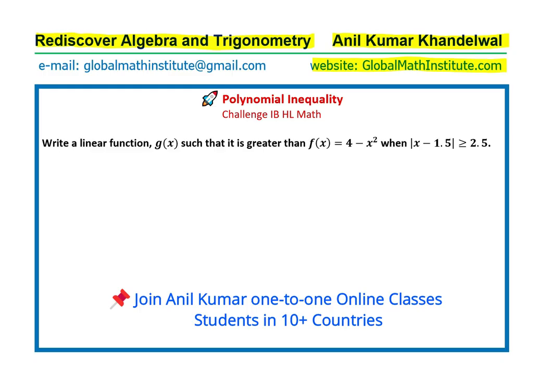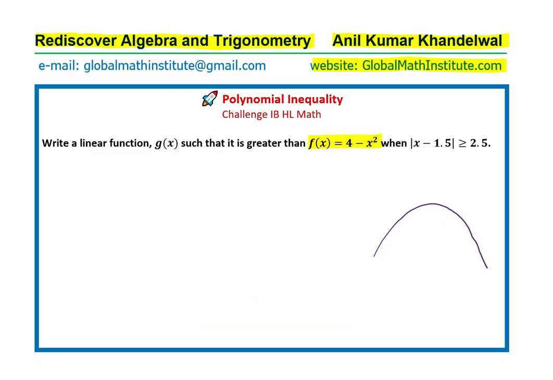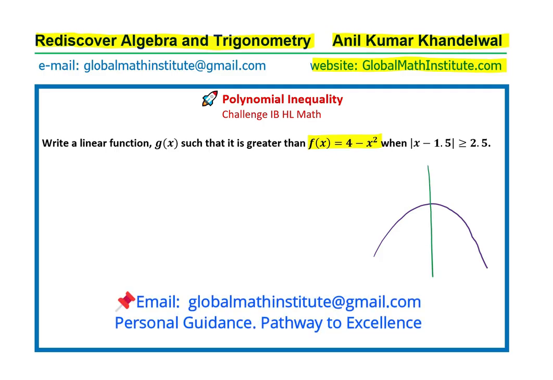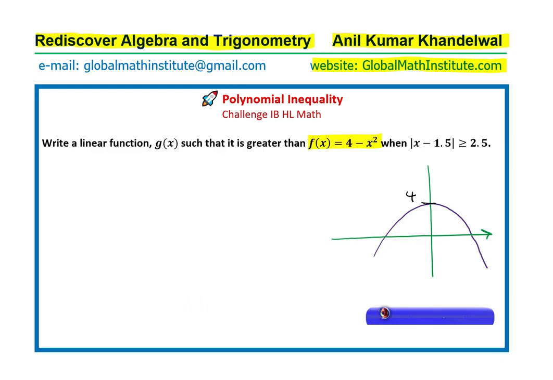First thing is, let's try to visualize the situation. We are given a function which is a parabola opening downwards. So let me just sketch this one. We have this parabola opening downwards, right? Because it is minus x squared plus 4, we know this top portion: if x is 0, we have 4 there. And the x-intercepts are plus minus 2. Correct. So we have this parabola.